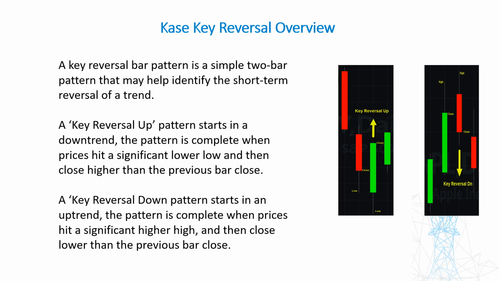If you think about it in trading terms, there are sellers in the market driving the market lower. But at some point, the buyers take control of the market and bring the market back to where it closes above the close of the previous day. A key reversal down is just the opposite. We have buyers in the market driving the market higher. We hit a new significant high, but then sellers come in and drive the market down, and the close of that same significant high closes lower than the close of the previous bar. So that's the key reversal pattern.